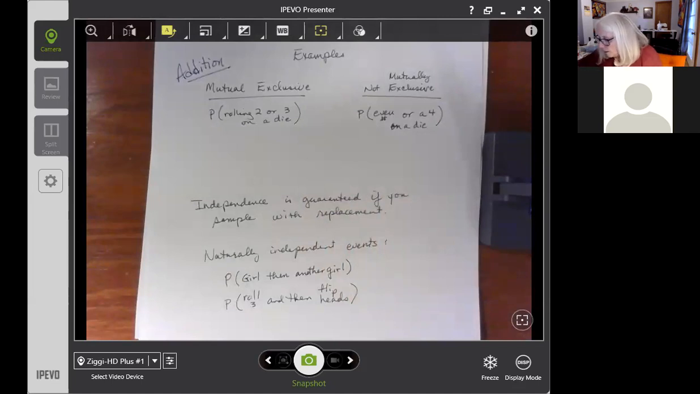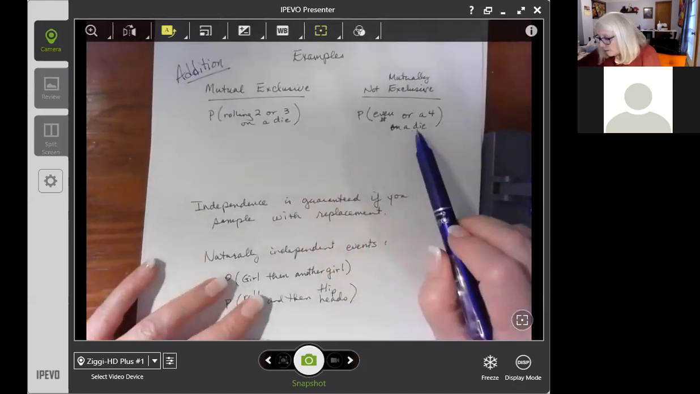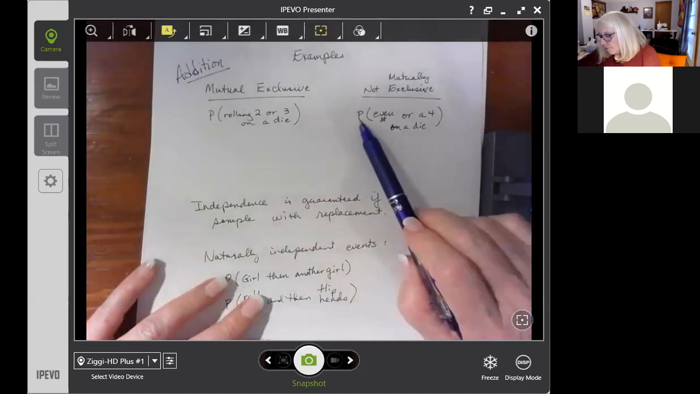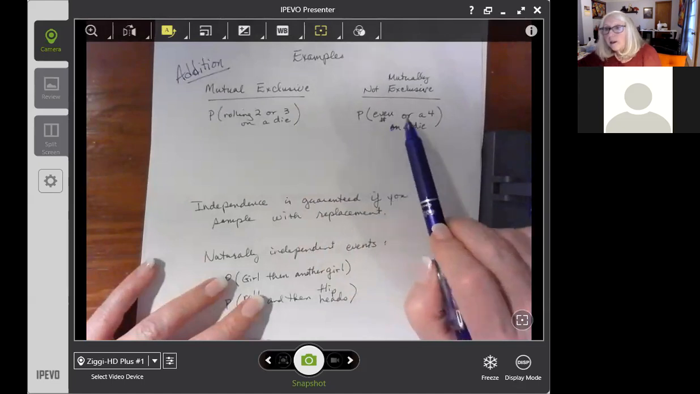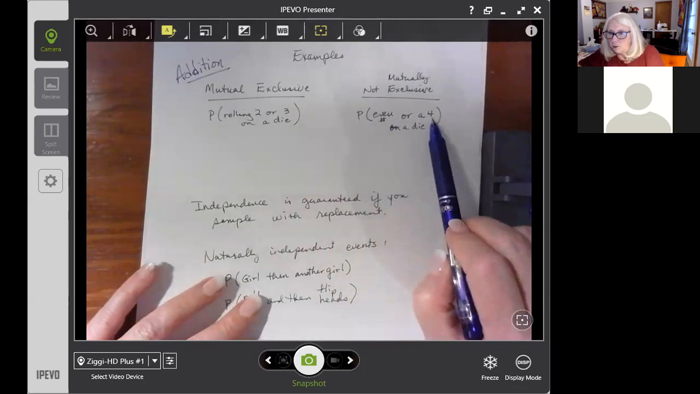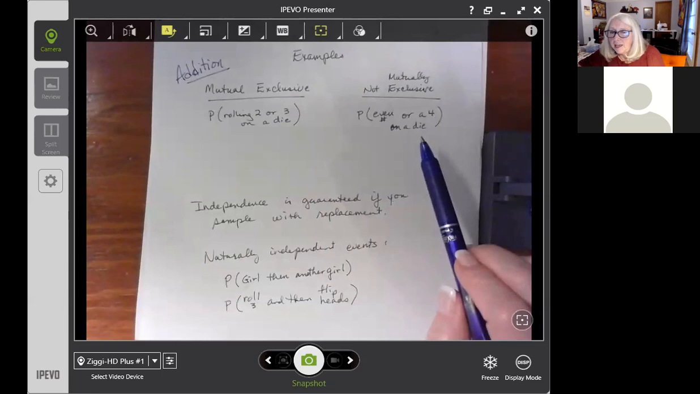However, same setup. I'm rolling a 6-sided die. If I wanted to know the probability of rolling an even number or rolling a 4, those 2 things are not mutually exclusive because a 4 is an even number. So you have to consider mutually exclusive conditions when you think about the addition rule.